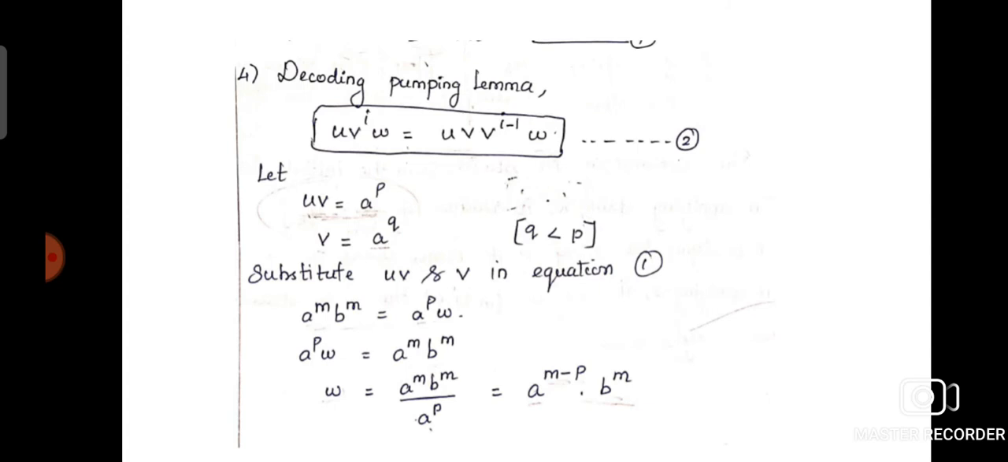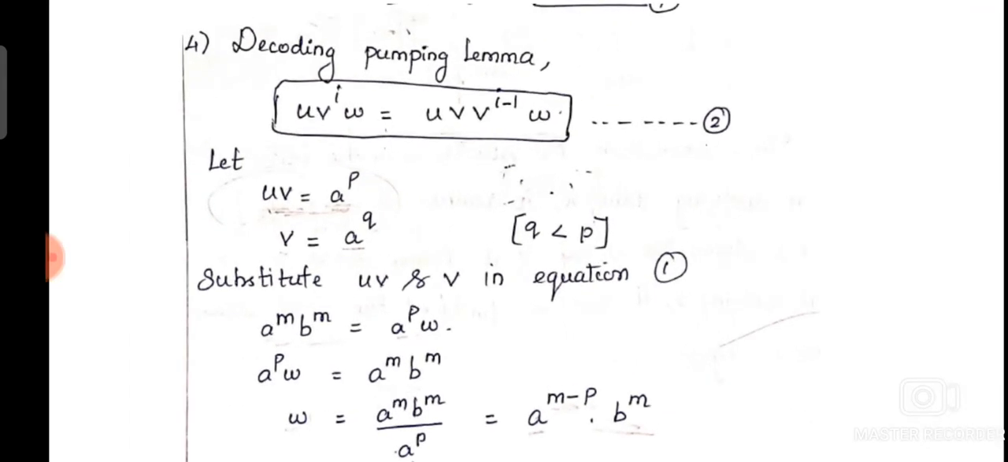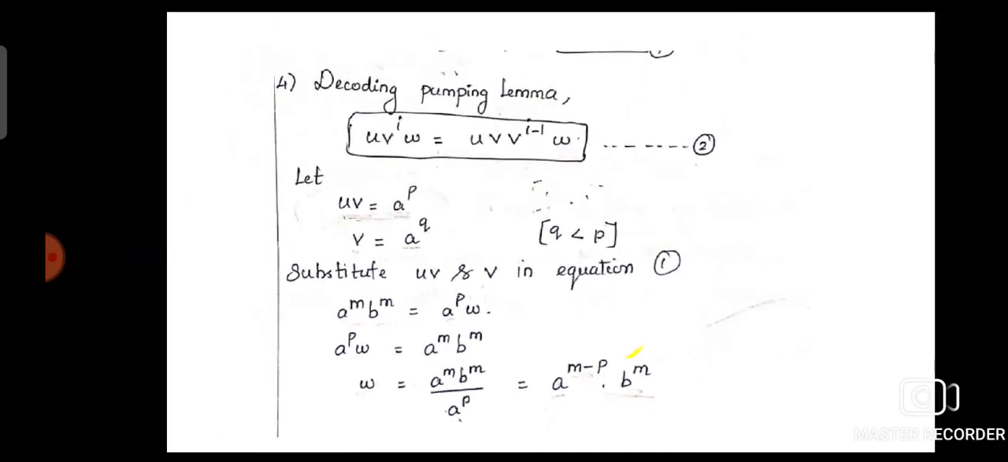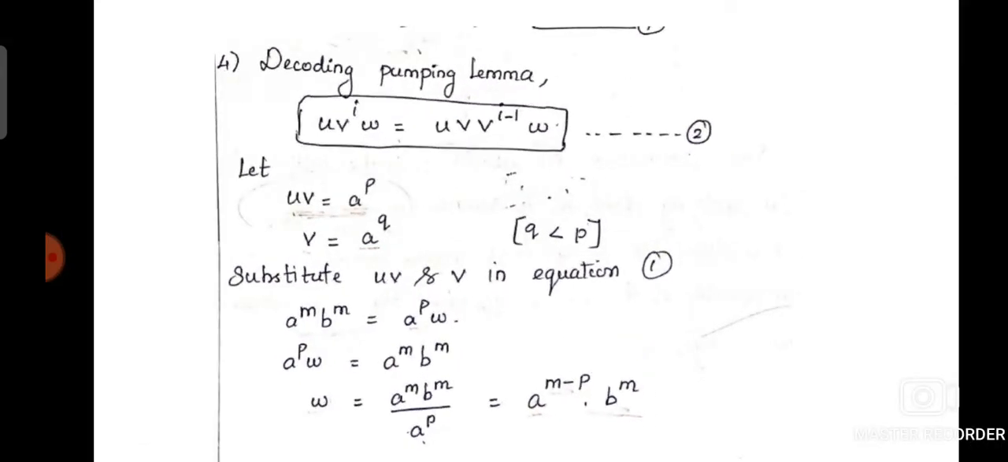Like for example, we can say a power 3 is one part of a power 5. In such a way, we are taking uv equal to a power p, v equal to a power q, which means a power q is some portion of a power p, and q should be less than p. And now we are going to substitute uv and v in equation number 1 to get the value for w. We all know uvw constitutes our string.